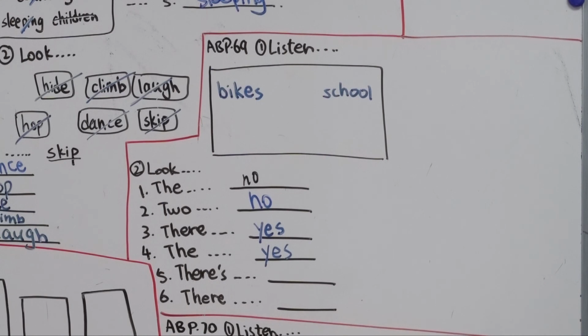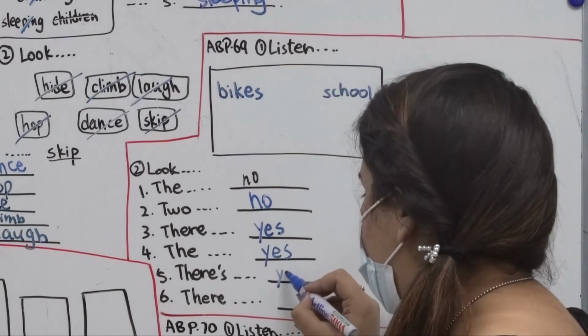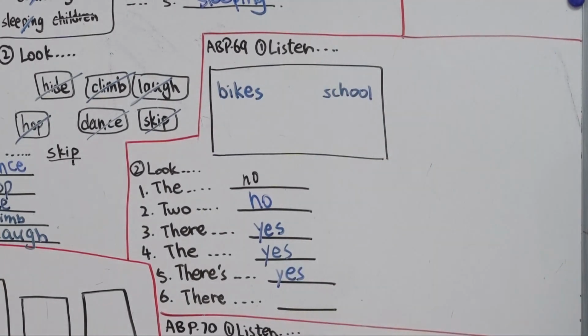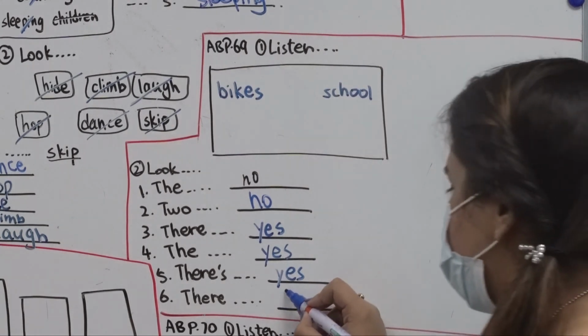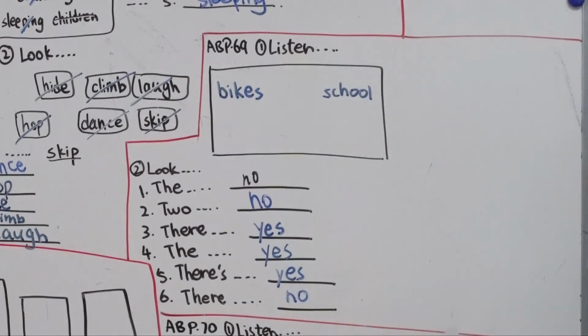There's a boy hiding behind the bikes. Yes, there is, right? And then there are 2 girls skipping. Yes or no? No. So check your answers. Now let's have a look on page number 70.